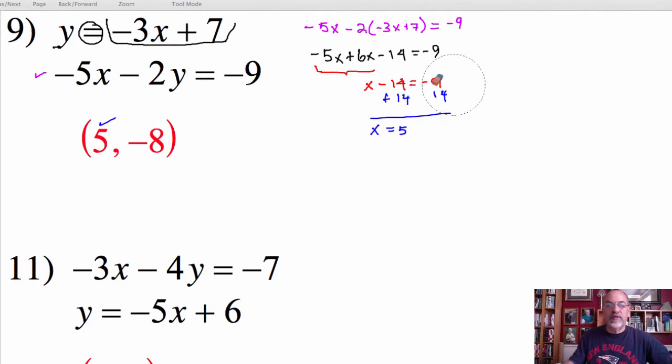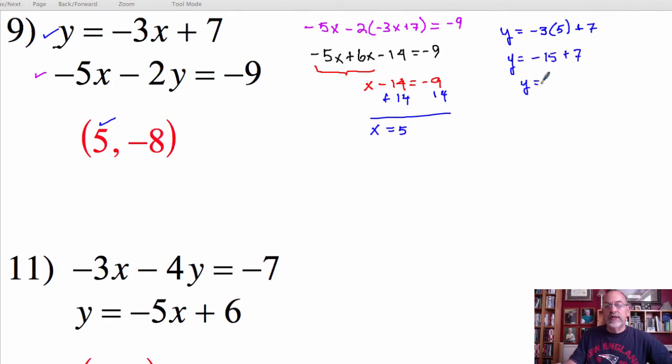Because I want to determine the value of y, and that's my goal, and right here y is already by itself, I'm going to go ahead and use this equation and substitute in the x value here. But I could use the other equation if I wanted to. So y is equal to negative 3 times the x value, which I now know is 5, plus 7. So now we have negative 15 plus 7. So y is equal to negative 8. So I have my ordered pair, 5 and negative 8.